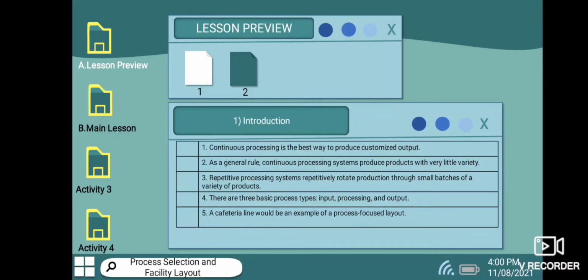And number 5, a cafeteria line would be an example of a process-focused layout. Is it a yes or no? It is a no also, because this would be an example of a product-focused layout.